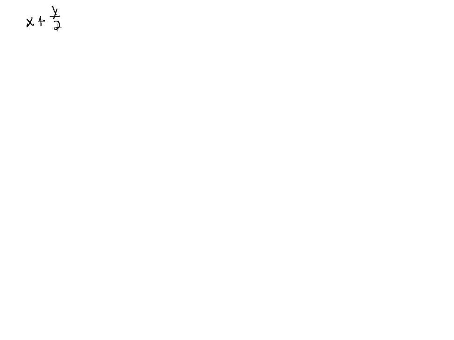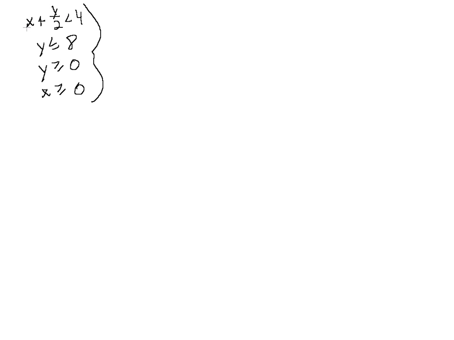Y over 2 is less than 4. We have y is less than or equal to 8. We also have y is greater than or equal to 0. And we have x is greater than or equal to 0. So this is our system of linear inequalities. All but one of them is in slope-intercept form.